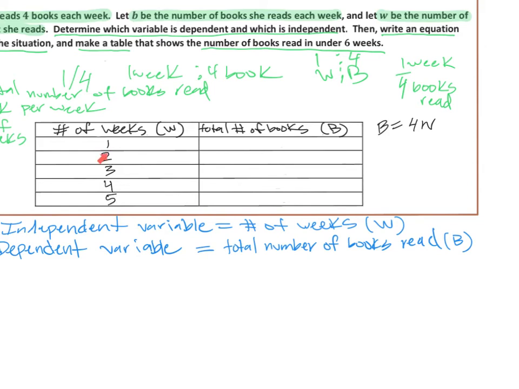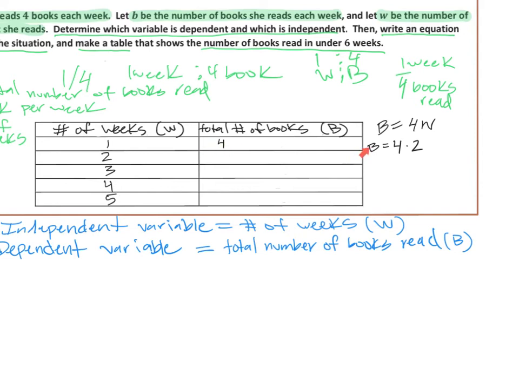Now all we need to do is substitute these values in this column for the W in this equation, and we'll solve for B. So I went ahead and filled in 4 for 1 week because we already know that it is a 1 week, 4 books read type scenario. When 1 week of time has passed, 4 books will be read.